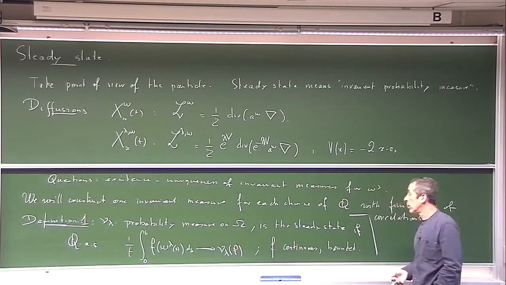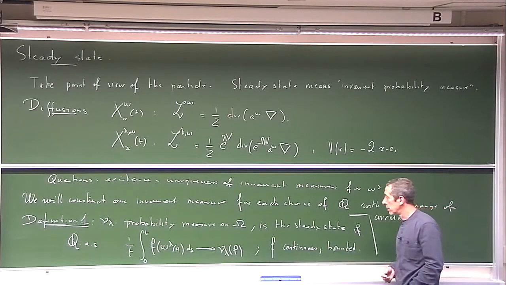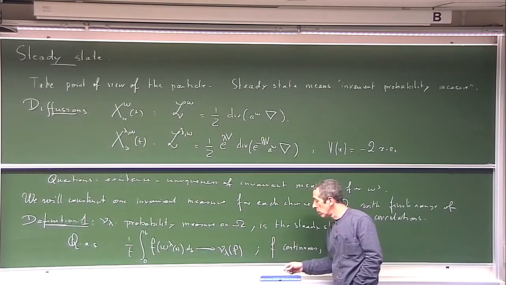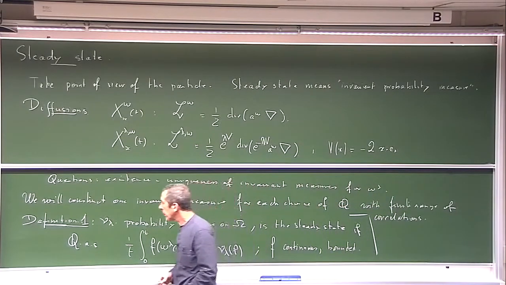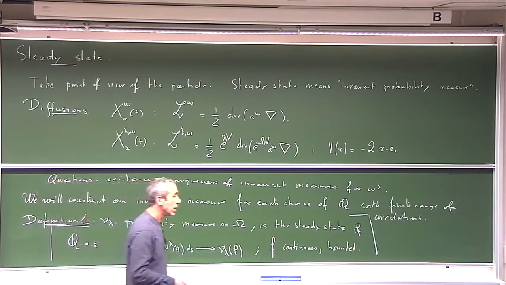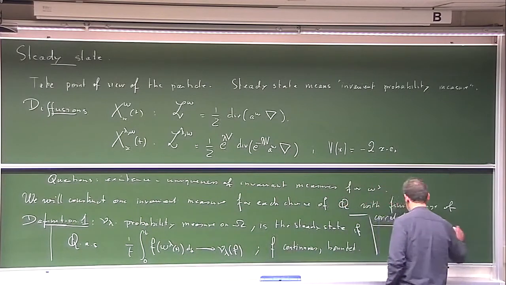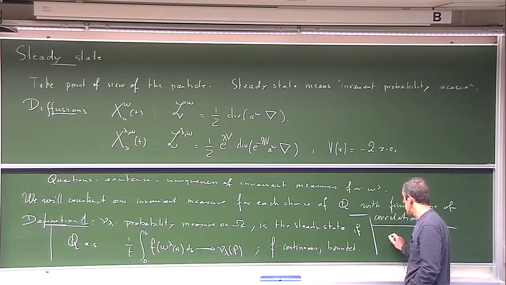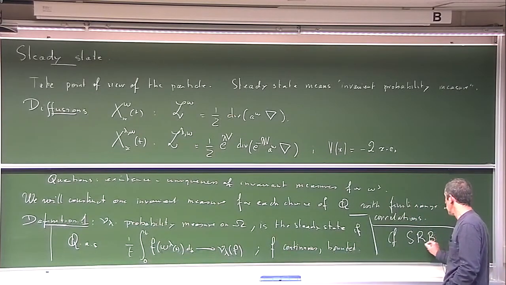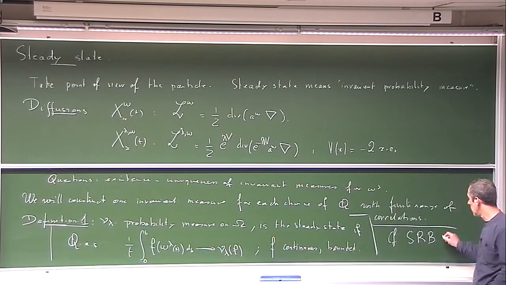So we have a well-posed definition. And the steady state, if it exists, will always be unique. By the way, this definition absolutely mimics the definition of what a Sinai-Ruelle-Bowen state is in dynamical systems. So it's completely analogous to SRB measures in dynamical systems.